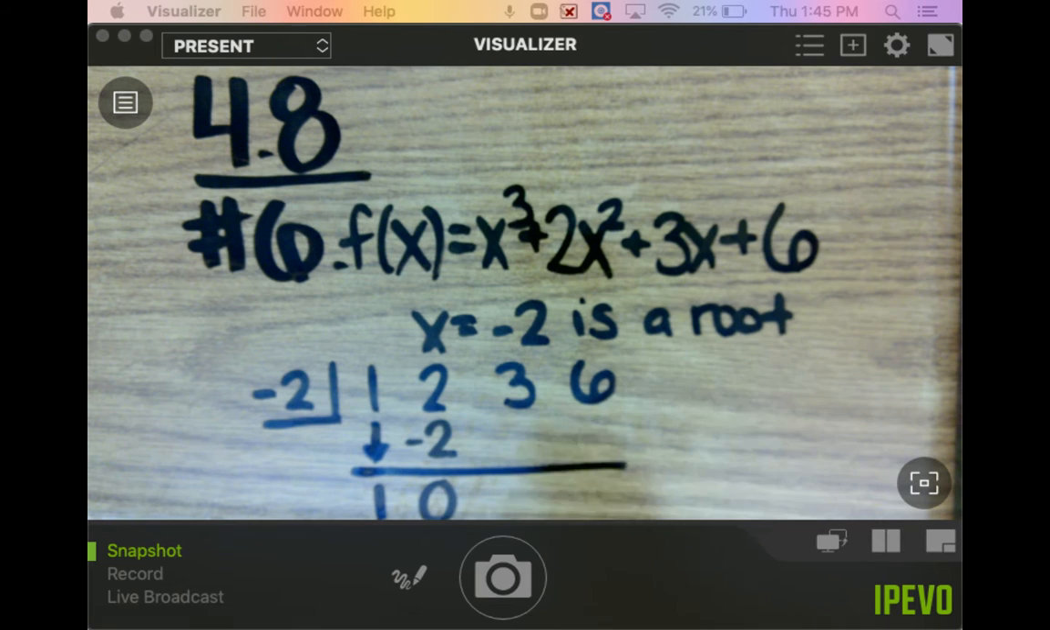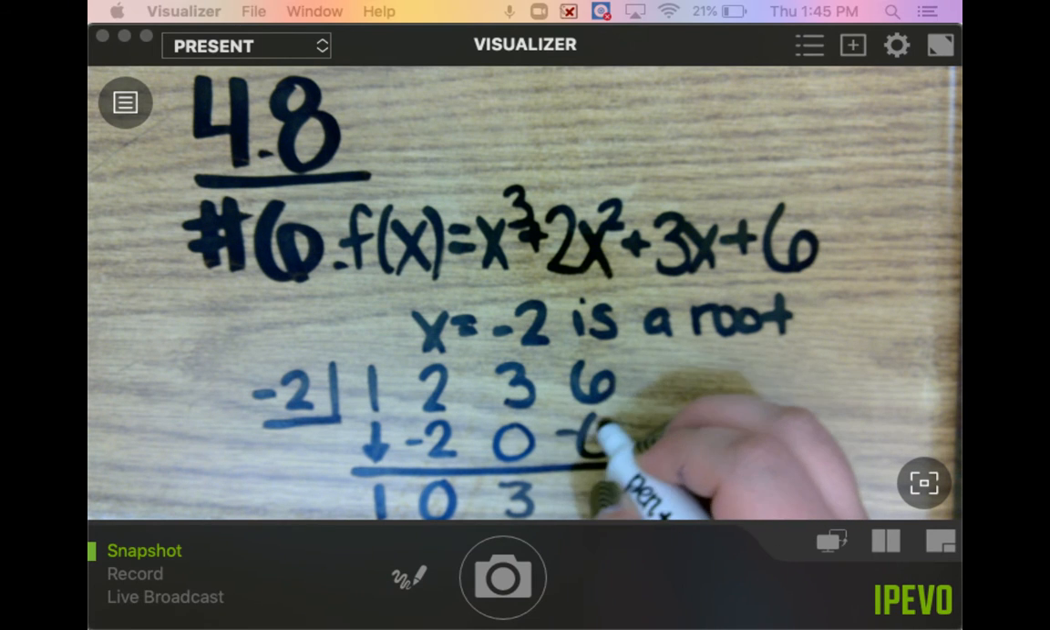And then -2 times 0 is 0. So whatever number is here, you multiply by the number in the box. So that's why I'm taking 0 times -2, that's 0. 3 plus 0 is 3. 3 times -2 is -6. And those add to 0 in the end.